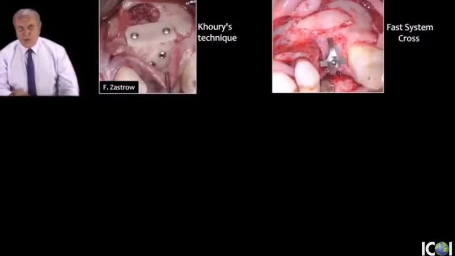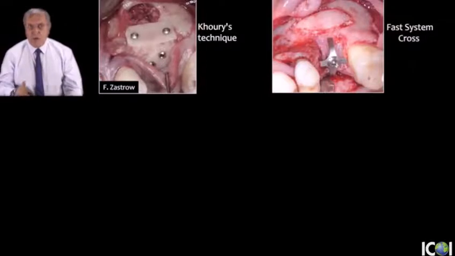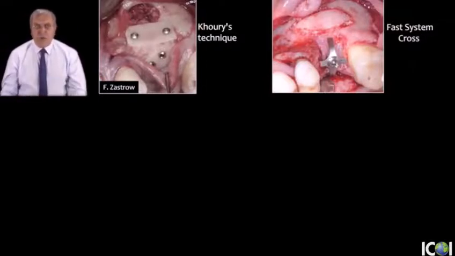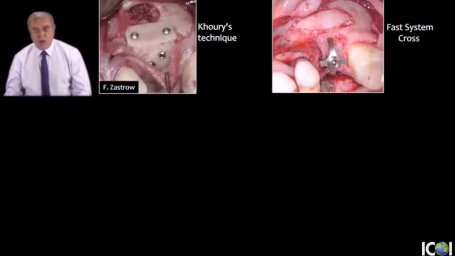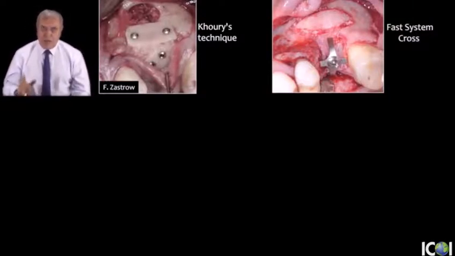I want to show you two techniques. The two are working very well. On the left, you have the ICOI. You go to the ramus, you harvest the bone, you prepare the bone, you put the bone plates, and you screw them. On the other side, you have exactly the same: a sinus with a vertical augmentation.